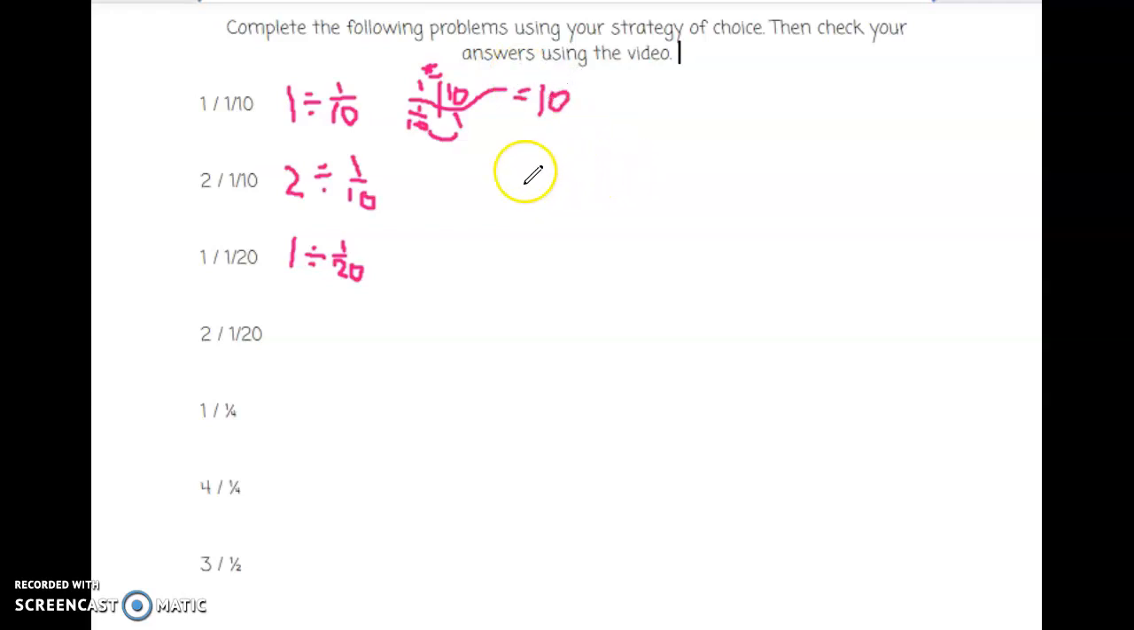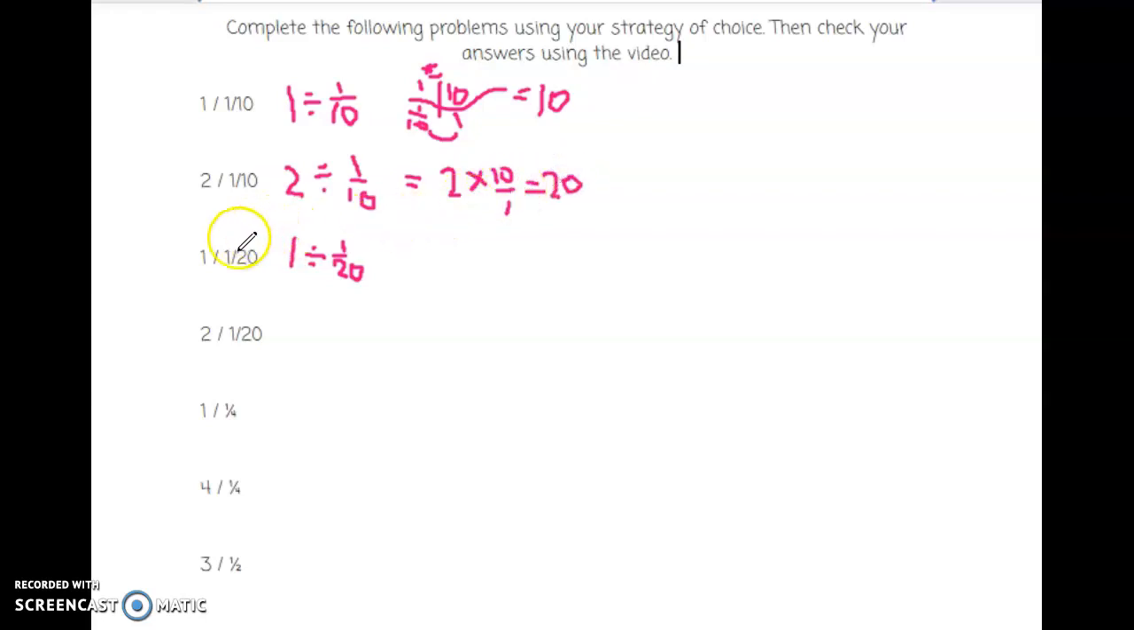So now, for this one, I'll try the next method, the keep, change, flip. So if I'm going to do 2 divided by 1/10, I'm going to keep the 2 the same. That first number always stays the same. I'm going to change the division sign to the opposite of division, which is multiplication. And then if I change that, I have to flip that. So it would look like 10 over 1, or just 10. And then 2 times 10 would be 20.